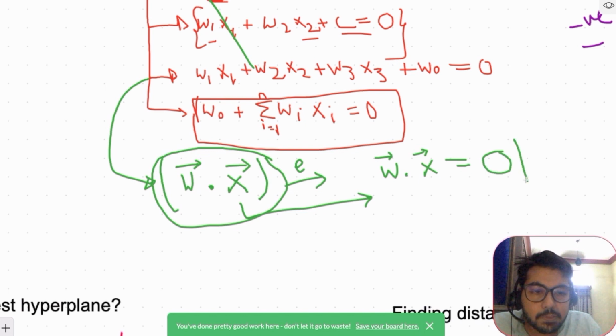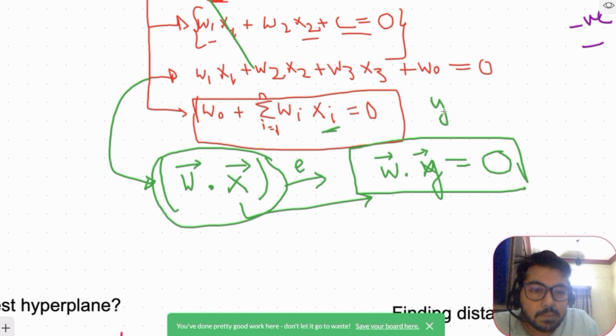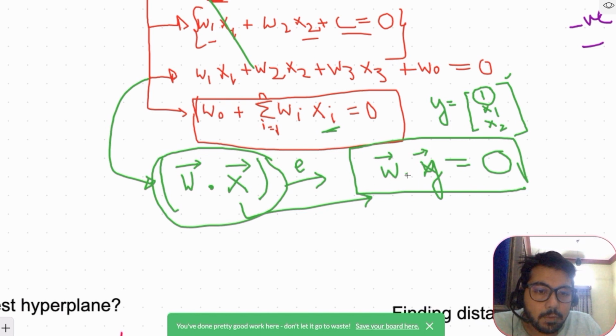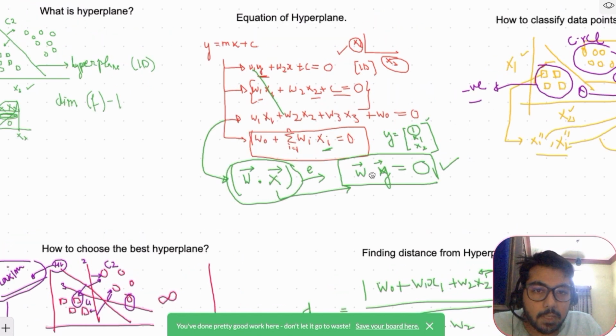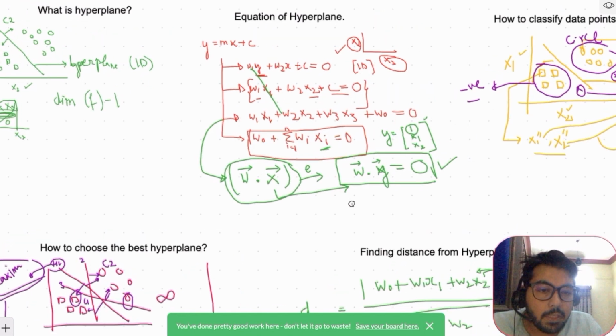This can also be represented as the equation of, not exactly the x vector, I would say the y vector, where y is the vector 1, x1, x2 and further features. So there is an extra 1 in y other than the x. So it is the dot product of the y vector and the w vector. So the equation of the hyperplane is also w dot y equal to 0.